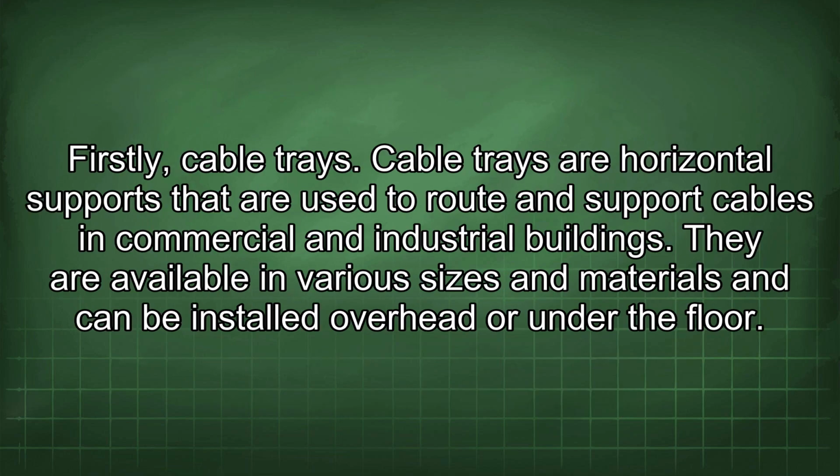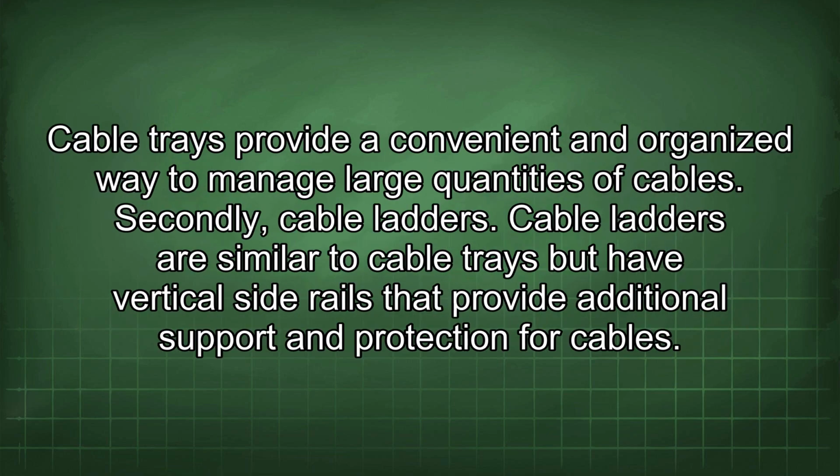Firstly, cable trays. Cable trays are horizontal supports that are used to route and support cables in commercial and industrial buildings. They are available in various sizes and materials and can be installed overhead or under the floor. Cable trays provide a convenient and organized way to manage large quantities of cables.